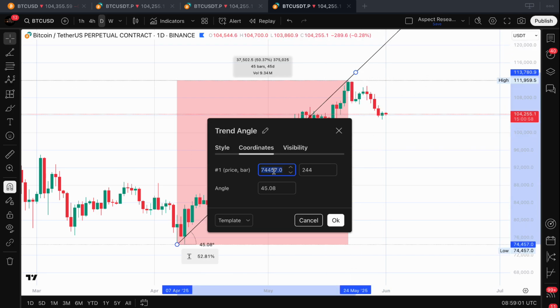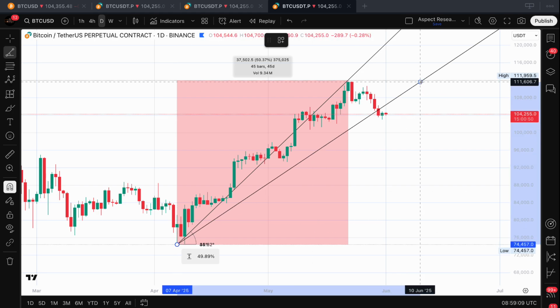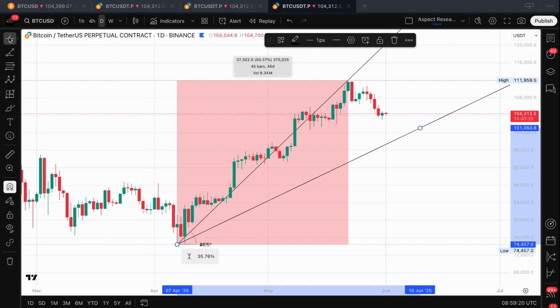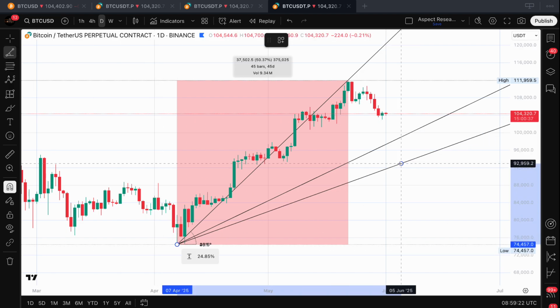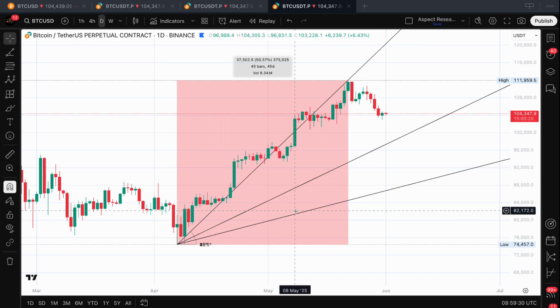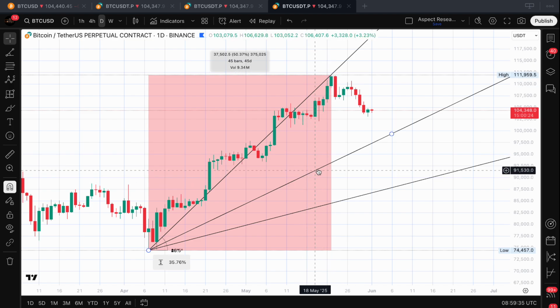Okay. Now let's pull the angles again. The 45-degree angle, the 26.5-degree angle, and the 15-degree angle. Okay. Now, this line represents resistance. These two trend angles represent possible supports.